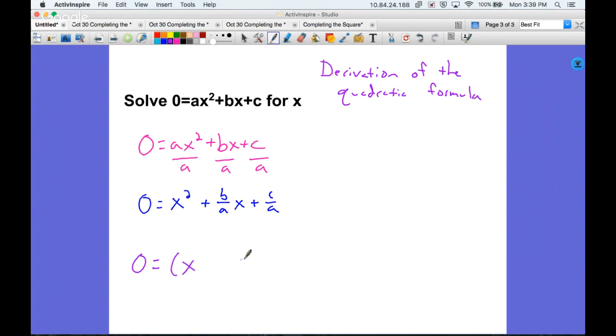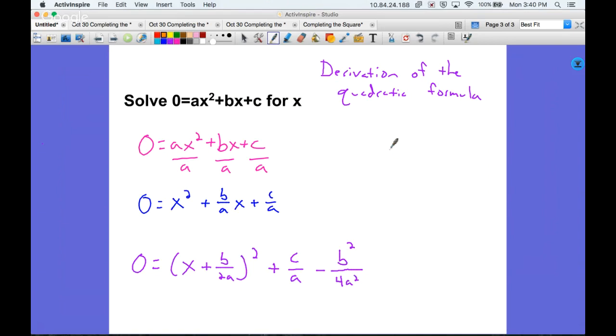So when I do that, I create this structure here. I keep my last term, which in this case is c over a. And for this value here, it's always 1/2 of this value here. And to get half of a fraction, I can just multiply the bottom by 2. So that makes it b over 2a. And then I've got to subtract away this value squared. That's going to be b squared over 4a squared. So 2a squared becomes 4a squared.